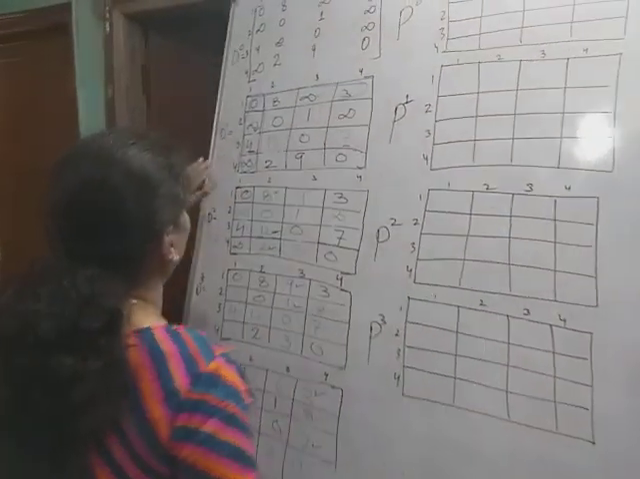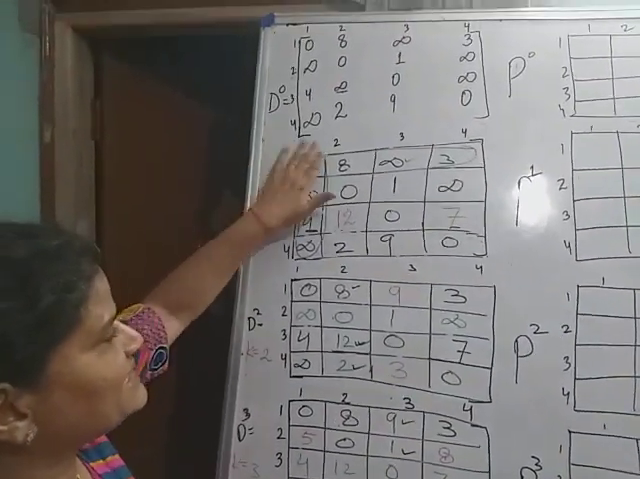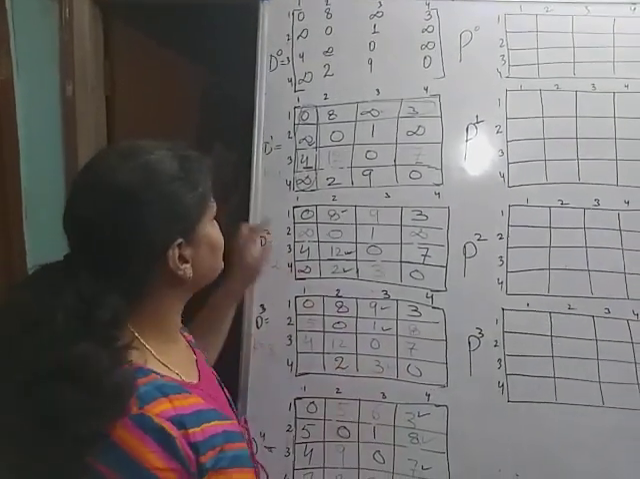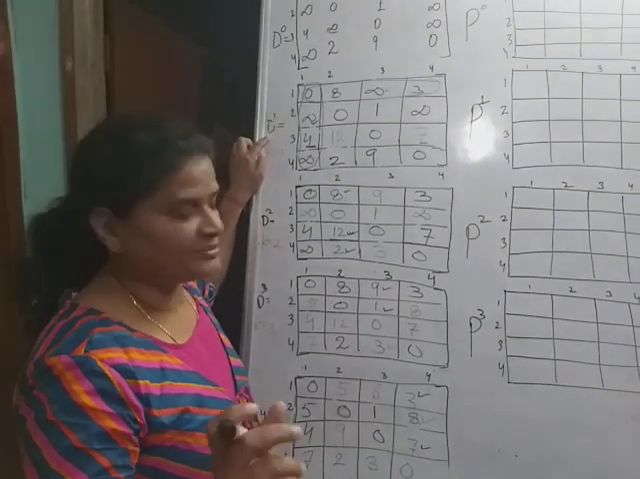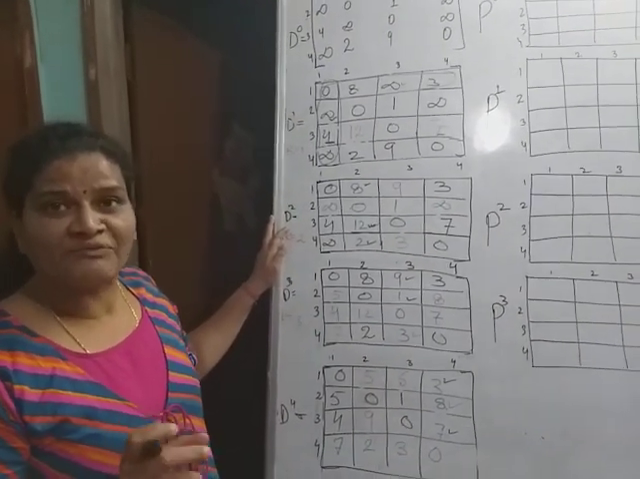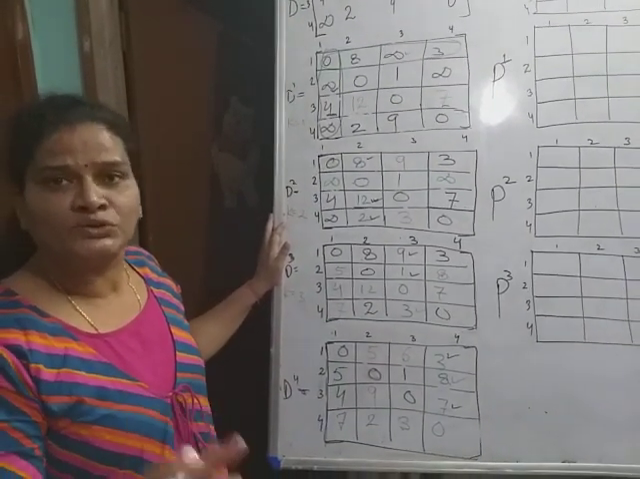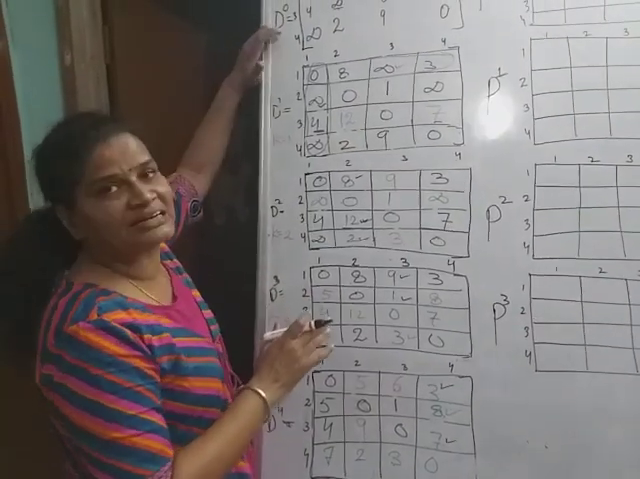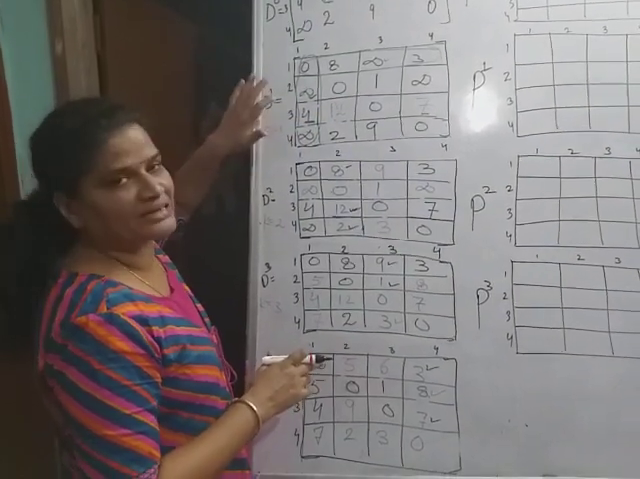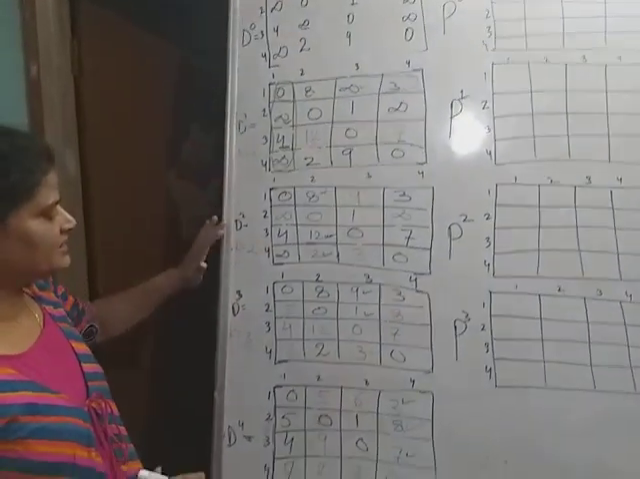Now D1. We compute D1 when the intermediate vertex is 1, so this gives the shortest distance between every pair of vertices when 1 is used as an intermediate vertex. D2 gives the length of the shortest path between every pair of vertices i and j when the intermediate vertices 1 and 2 are used. D1 is generated from D0 using k equal to 1, and for every entry we take the minimum, as I explained in the previous video. So this is D0, D1, D2, D3, D4.